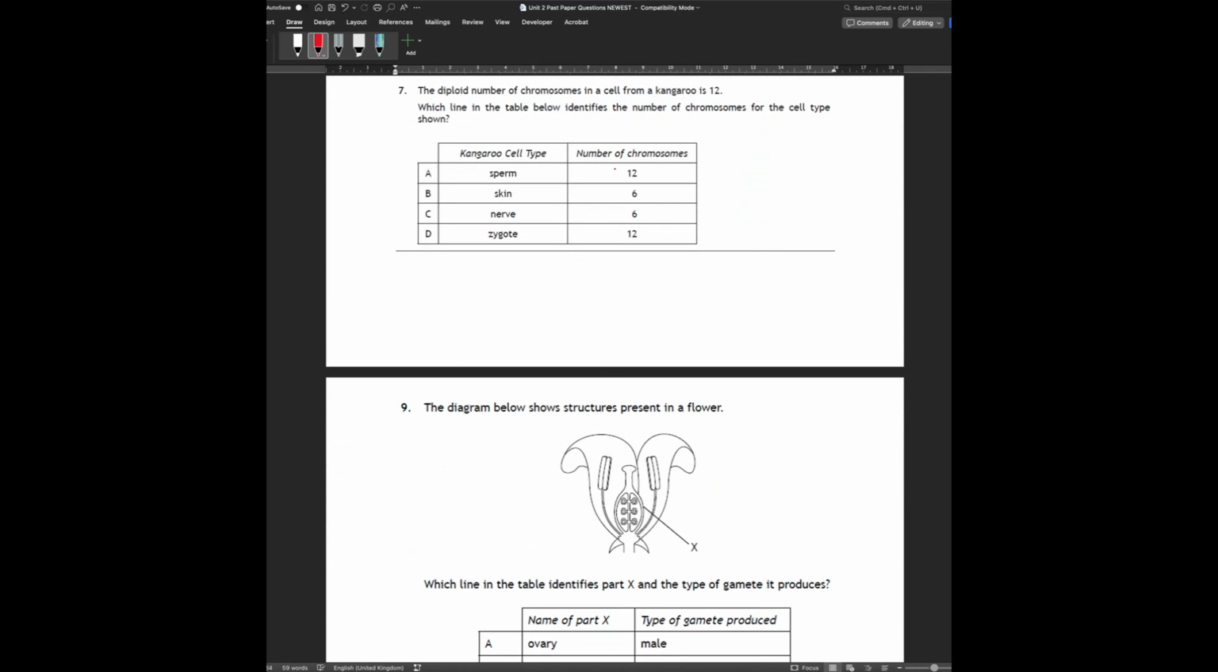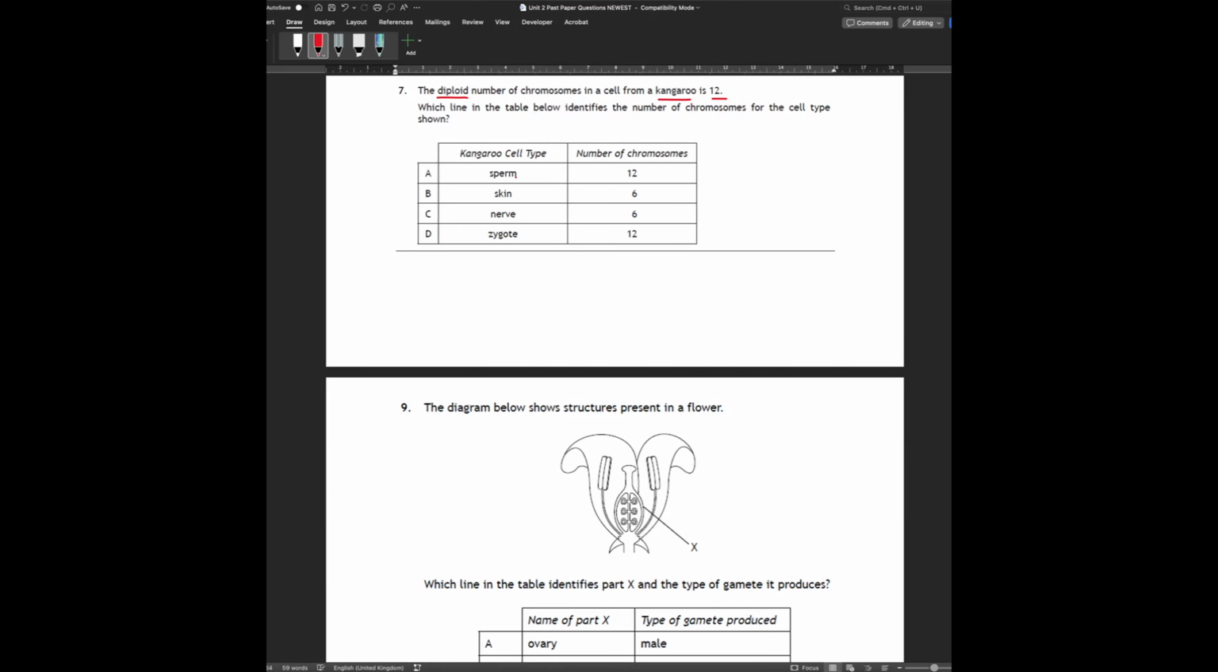Okay, next one. The diploid number of chromosomes in a cell from a kangaroo is 12. A kangaroo is an animal, so we're thinking animal cells here. If the diploid number is 12, that's the total number. Which line in the table identifies the number of chromosomes for the cell type shown? If the diploid number is 12, that means all diploid cells will have 12 chromosomes. And the gametes, which are haploid, will have half of that, so they'll have 6 chromosomes.